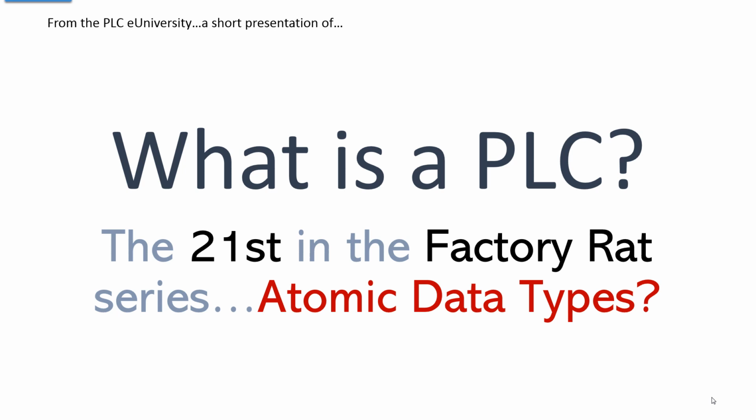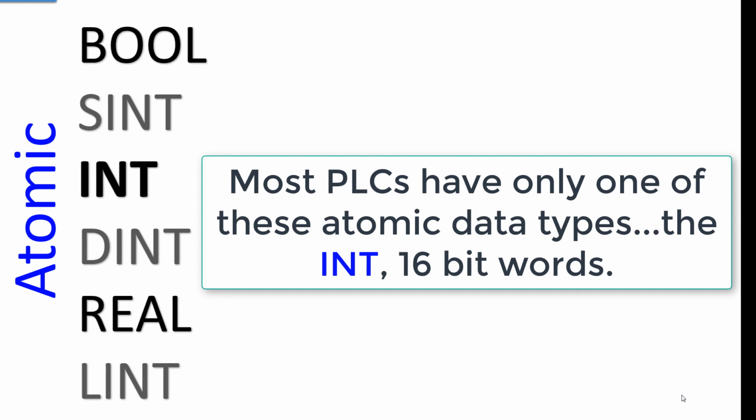What is a PLC? This is the 21st in the Factory Rat series, and this subject is atomic data types. What do we mean by atomic data types? This list are the 6 fundamental primitive or atomic data types used with modern industrial controllers. Boolean, single integer, double integer, real, and long integer.